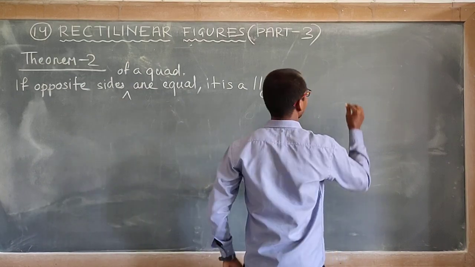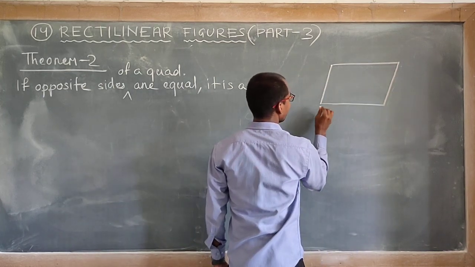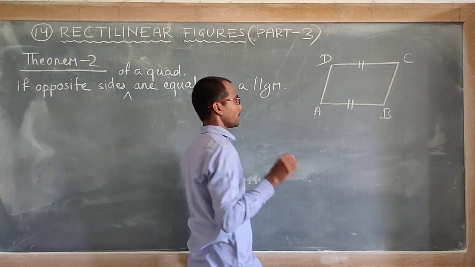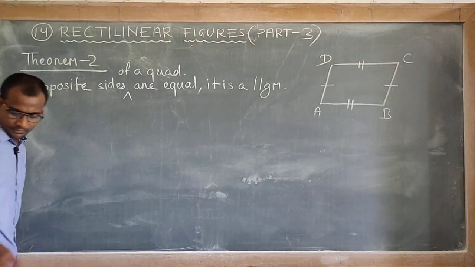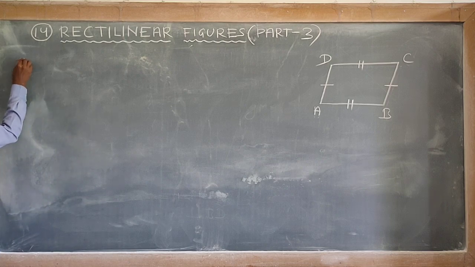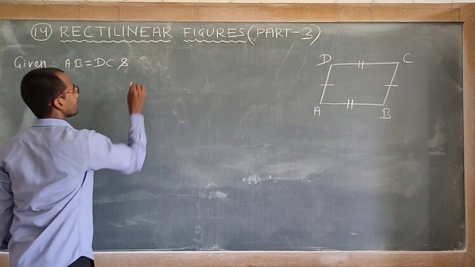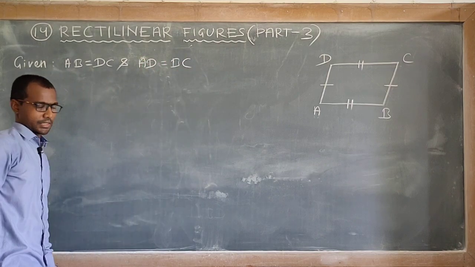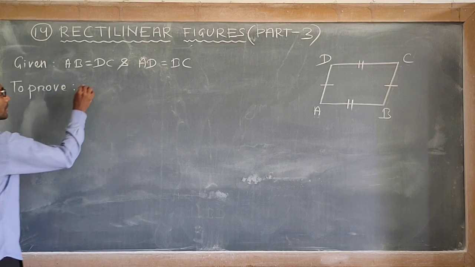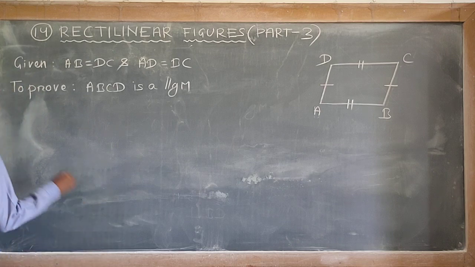So let us draw a quadrilateral in which opposite sides will be equal. A, B, C, D. AD equal to BC, as you can see, it is given. This is also given. We have to prove that it is a parallelogram. Given: AB is equal to DC and AD is equal to BC. Opposite sides are equal, given. To prove: ABCD is a parallelogram.